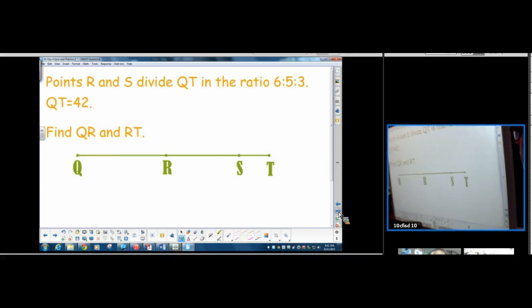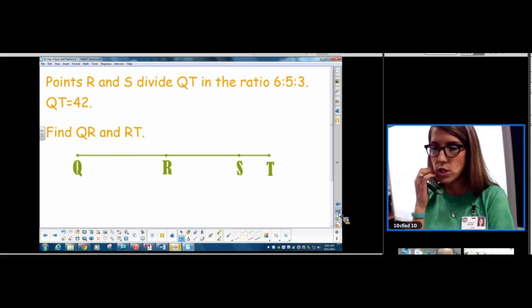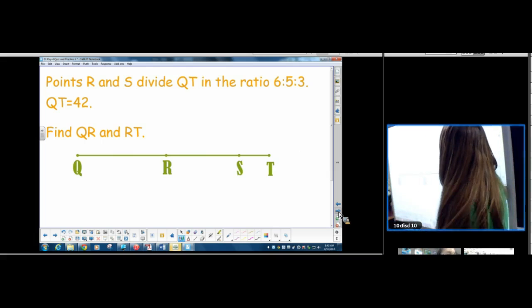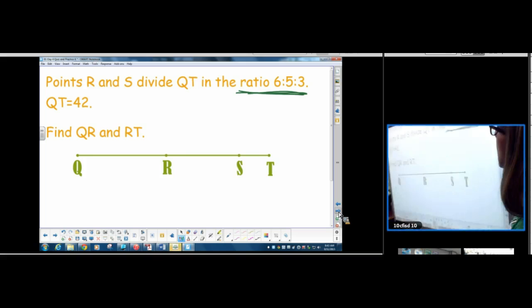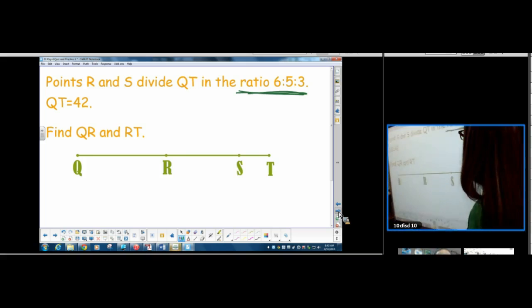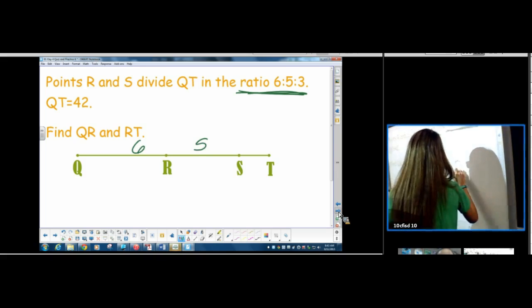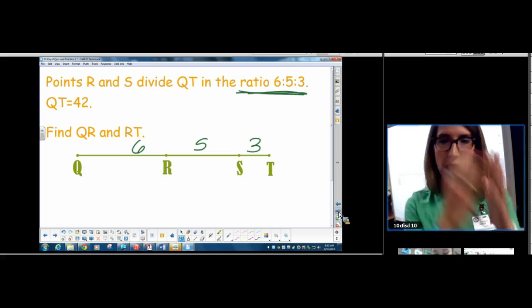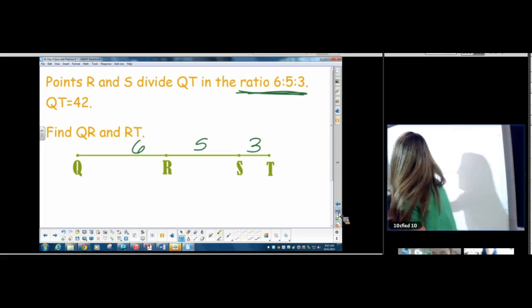Okay, last problem. This one was on your homework. It's going to be on your homework again tonight. So I wanted you to know what to do when you see this ratio thing. And it's so much easier than you think. Point R and S divide QT in the ratio of 6 to 5 to 3. It's a ratio. 6 parts to 5 parts to 3 parts. QT is 42.